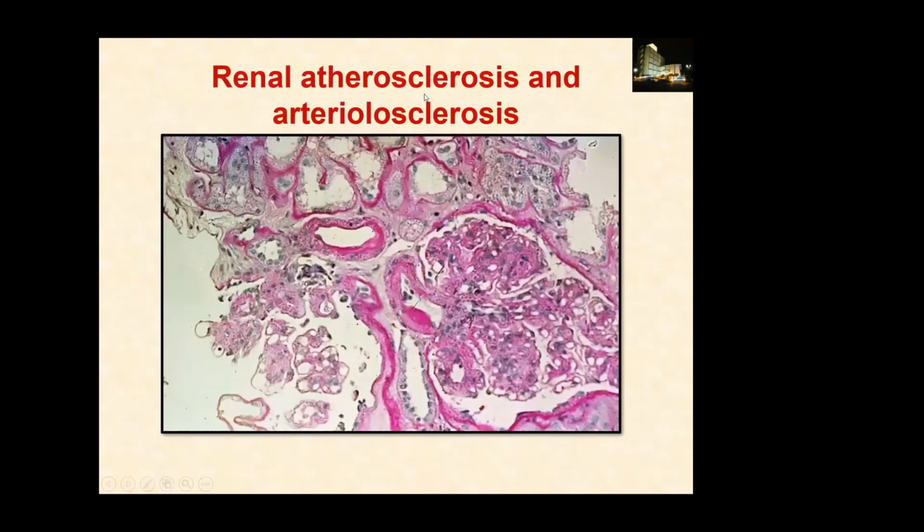Renal atherosclerosis and arteriosclerosis of diabetic nephropathy. Here is the afferent arteriole, and this shows nodular hyaline change, and this is another small artery showing nodular or diffuse hyaline change, and this is classic diabetic nephropathy.